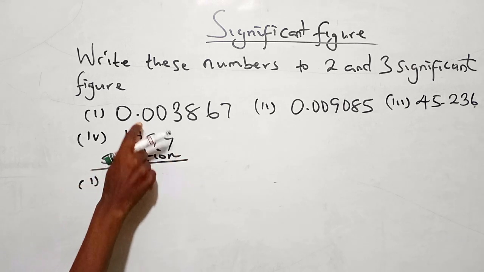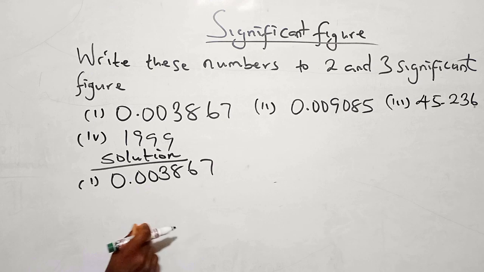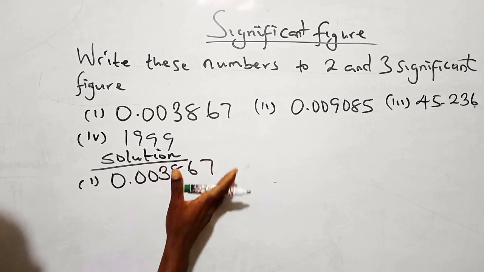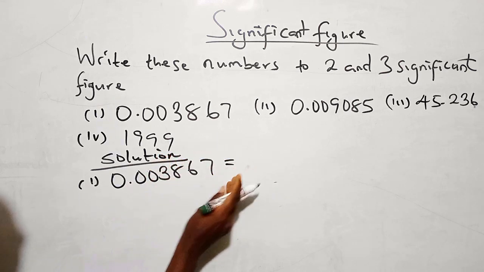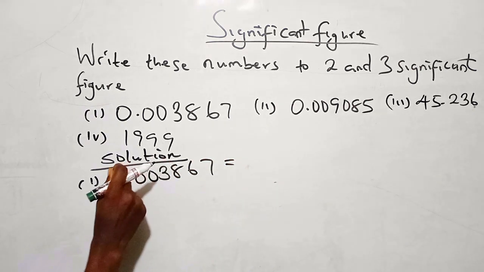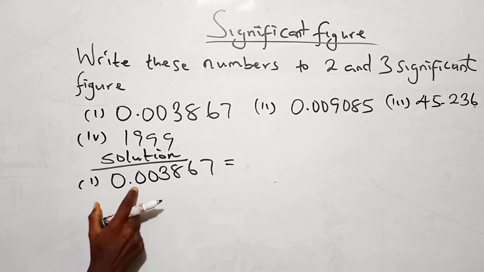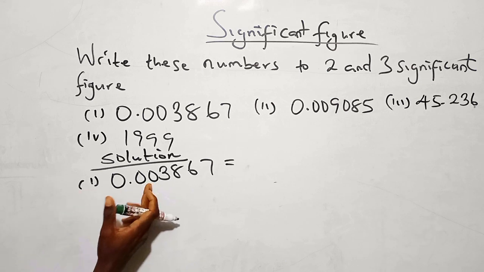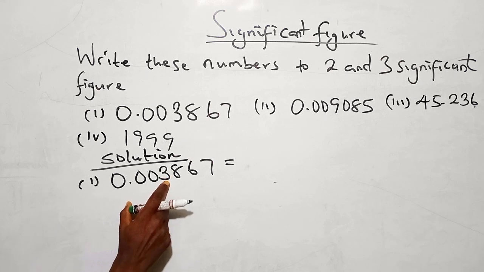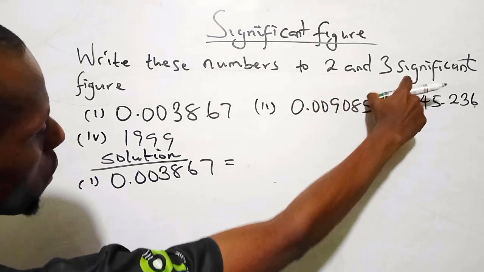So for the first one, we have 0.003867. For significant figures, we should concentrate on the numbers that count, that are significant. Those that are not significant, we can refer to as insignificant numbers. I have a decimal number with leading zeros, which is 0.00. All these are insignificant, ignore them. Start your counting from the non-zero digits. But the instruction says we should write to 2 and 3 significant figures.